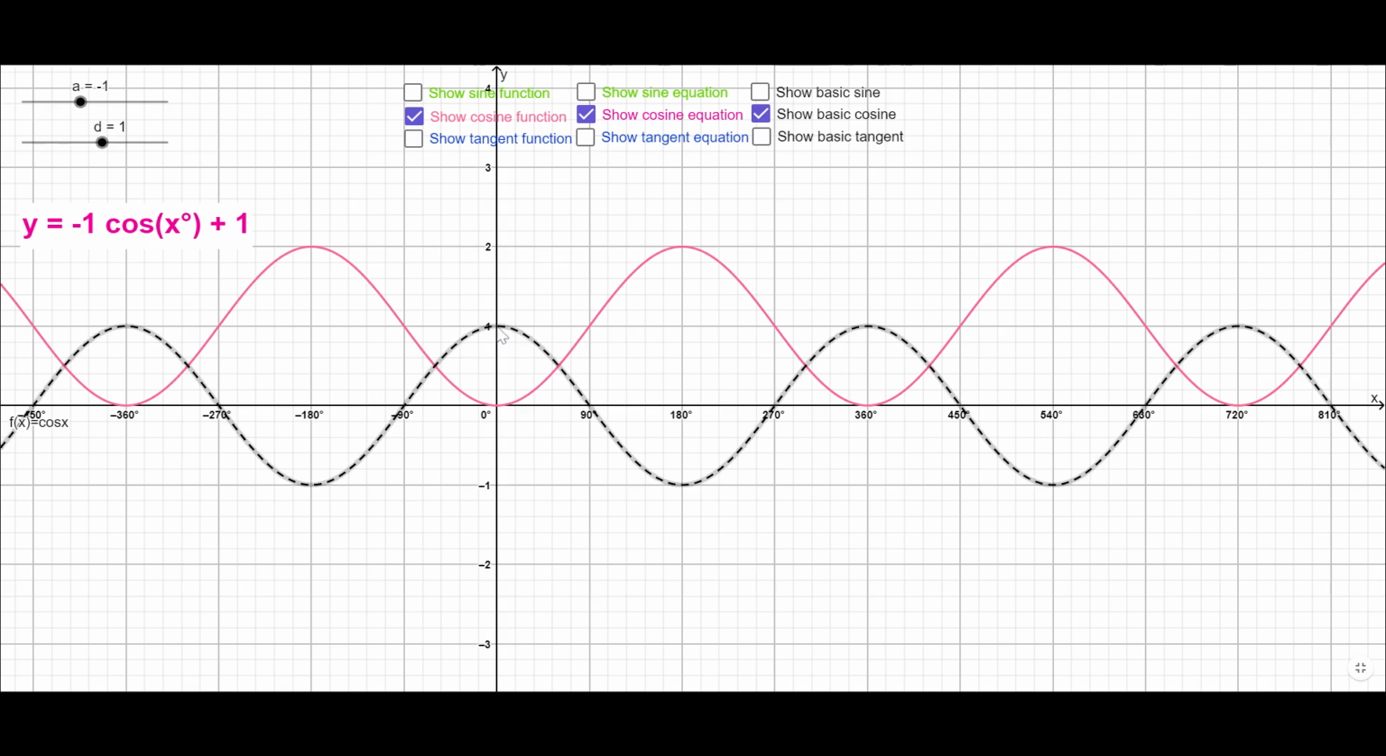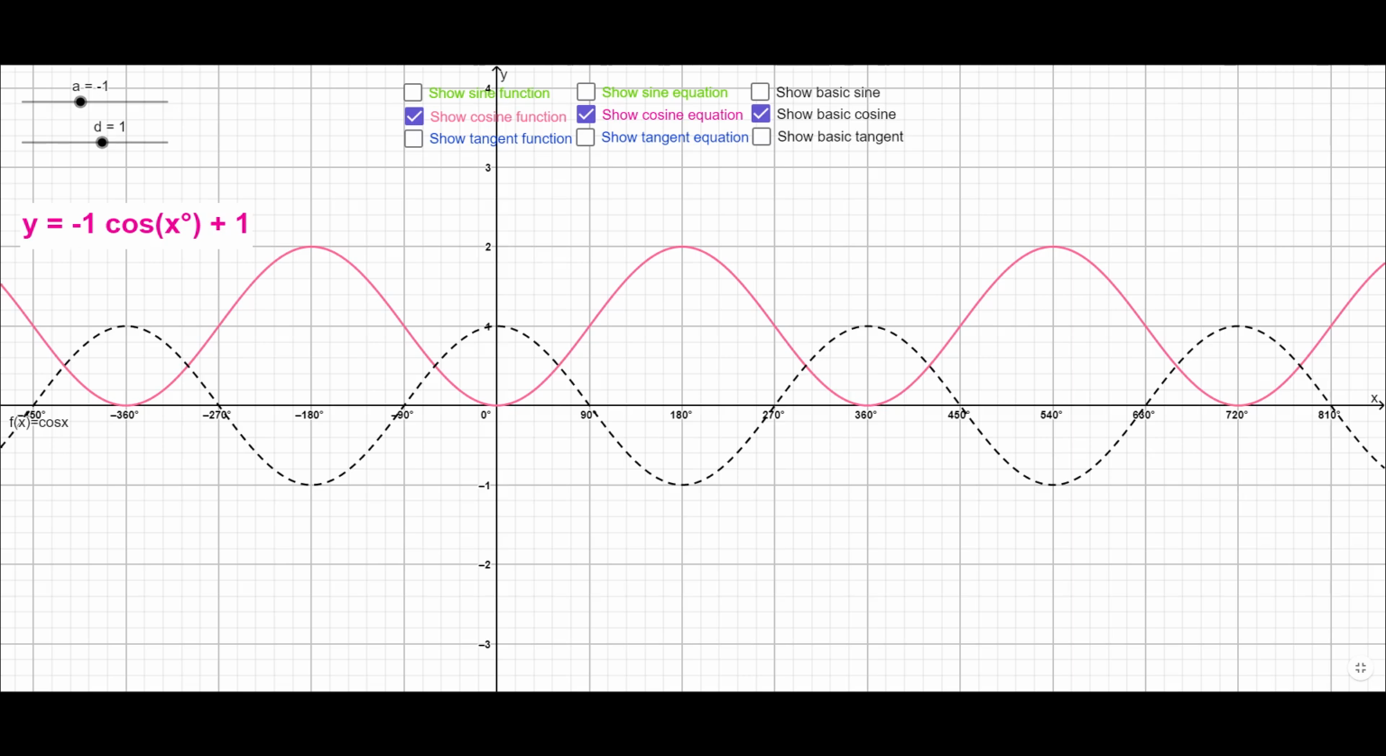The fact that I can see, okay, this one looks like this, and this one is upside down, means that my amplitude must be negative. And then to find the A value, I take the maximum of 2 and I subtract the minimum of 0, and then I divide that by 2. And that gives me my negative 1 A value over there.